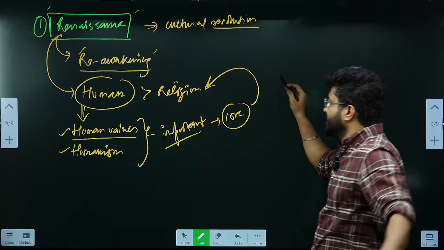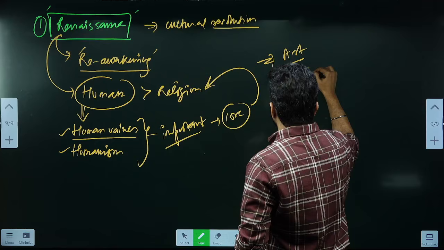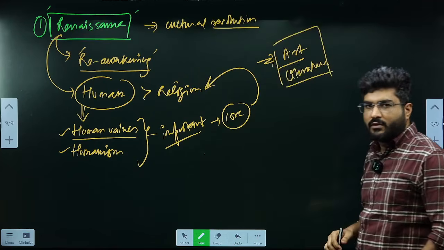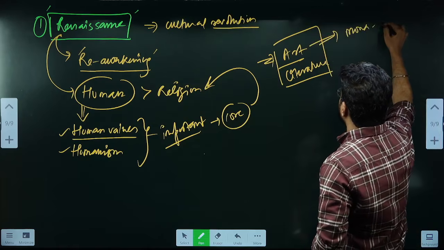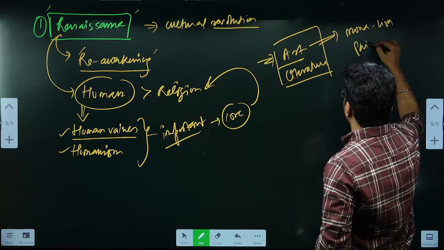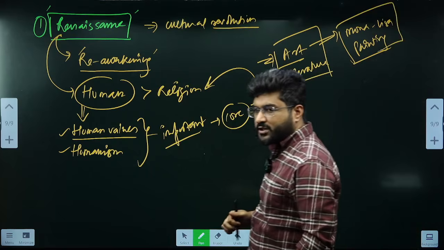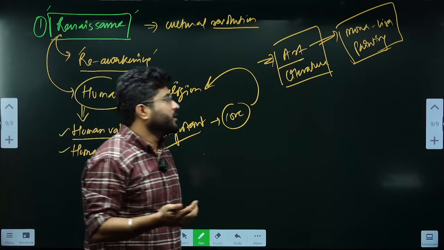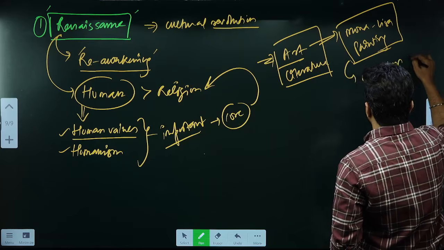This is mainly seen in the form of art and literature. You must have seen the Mona Lisa painting made by Leonardo da Vinci. This Mona Lisa painting was one of the earliest paintings where we have seen emotions given to humans.